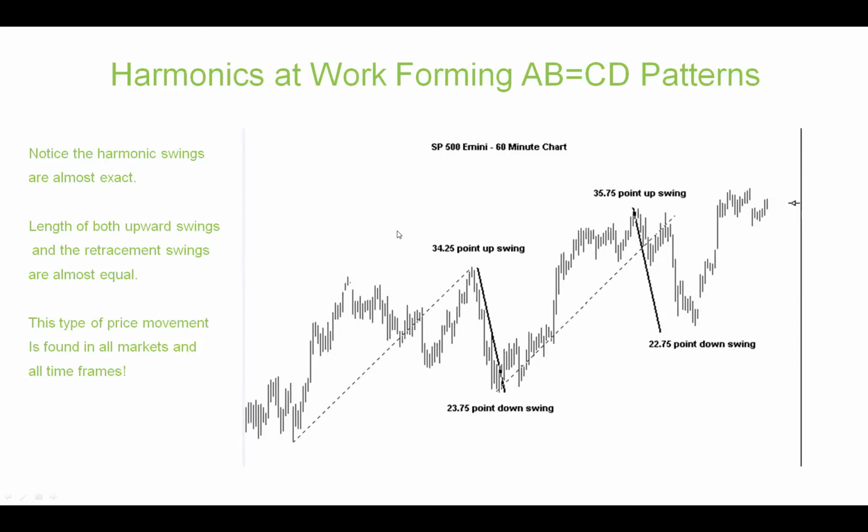This is an example here of harmonic swings in what would be an A to B leg, and then here's a retracement leg, and then a C to D leg. Now notice here that this swing from high to low is 23.75 points. And this swing down is 22.75. These are almost exact within a point. And then notice these upswings here, those are also within a 1.5. So the markets tend to repeat the same size swings.